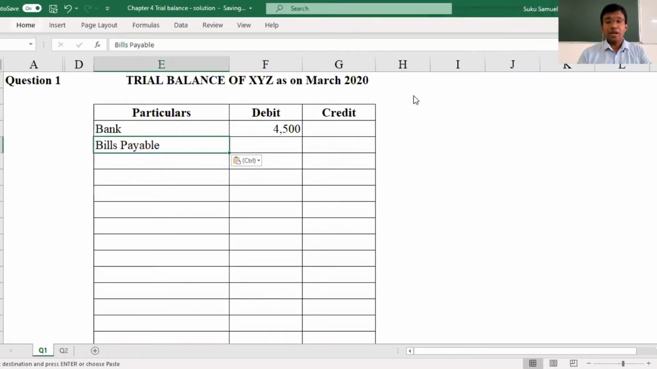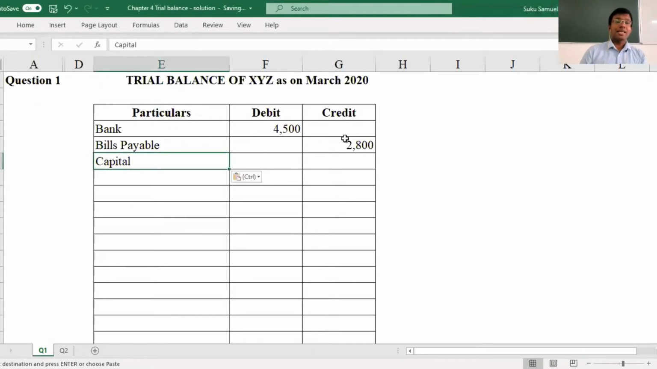Any guesses where this would fall? Some of you are already sending me the messages. Yes, it is correct. Bills payable is a liability. Why is it a liability? Because it is an obligation. Since it is a liability, remember, liabilities will fall on the credit side. So that is bills payable.